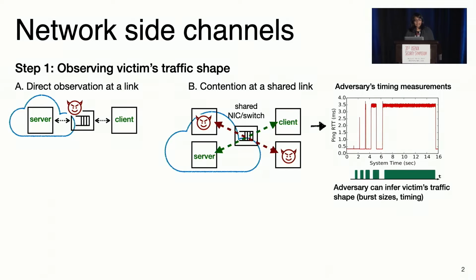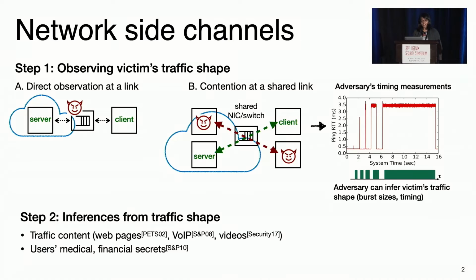The plot on the right here shows an actual attack where an adversary could identify the unique sizes of different files from a corpus as these were transmitted. And the adversary could observe this and infer this simply based on the sizes and timing of spikes observed in its own ping traffic latencies.